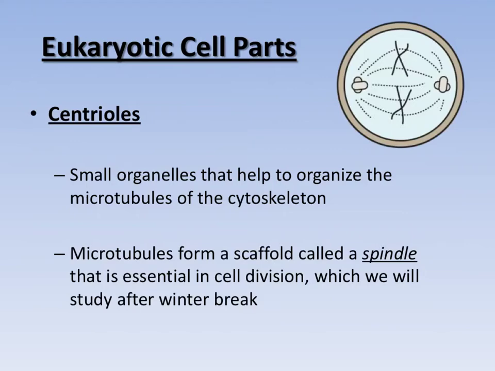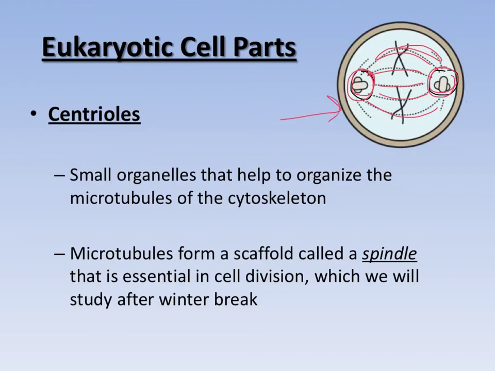Another structure is called the centrioles, and they are pictured here and here, circled. The centrioles are little organelles that help to organize the microtubule proteins. So that's what these dotted lines are meant to be: microtubules.